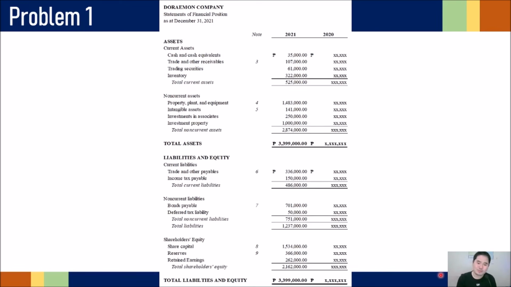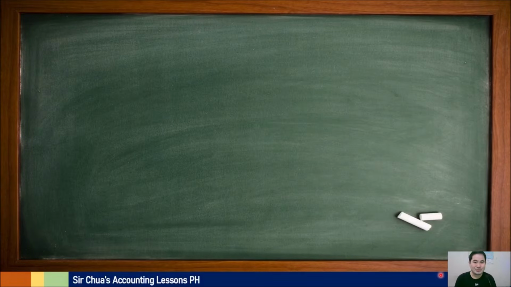Okay, I hope that you got 3,399,000 correctly sa inyo pong self-answering ng inyo pong statement of financial position. Okay. Sige po, let's start with your self-check. Sige, sagutan nga natin ito.